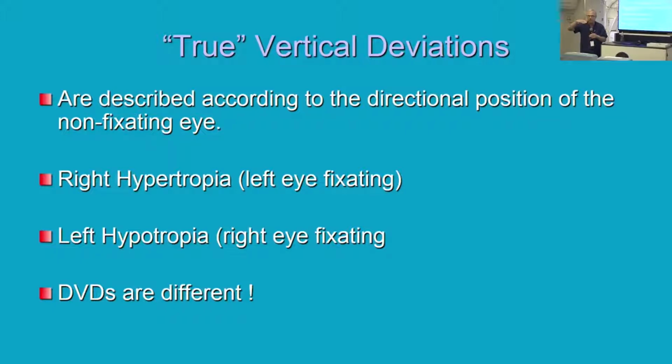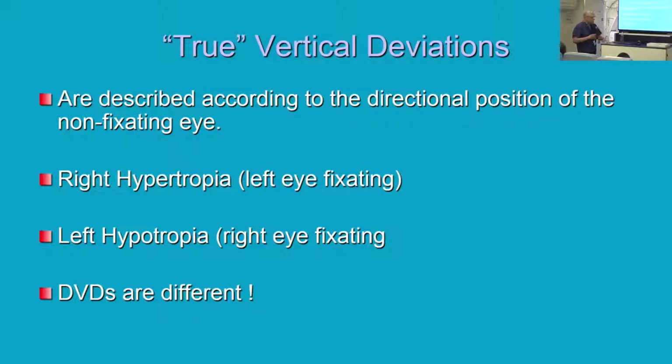So in a true vertical deviation, I'll have a right hypertropia in this case with the left eye fixating, and a left hypotropia with the right eye fixating, as opposed to a dissociated vertical deviation where you don't necessarily have the hypotropia in the opposite eye, and you can have both eyes having hypertropias alternately. And that's why it's a dissociated deviation. The eyes are not functioning normally as they do together to give you the deviation. So that's important to keep in mind.